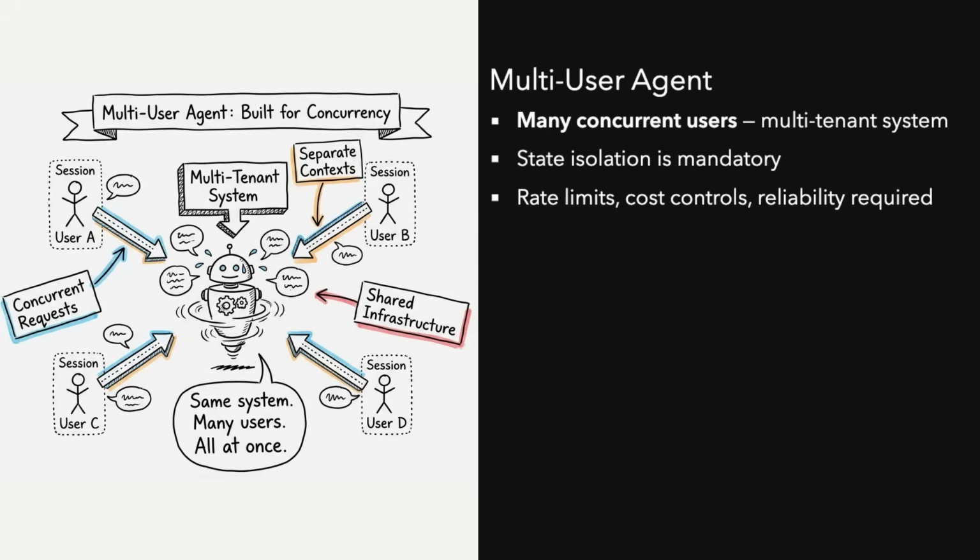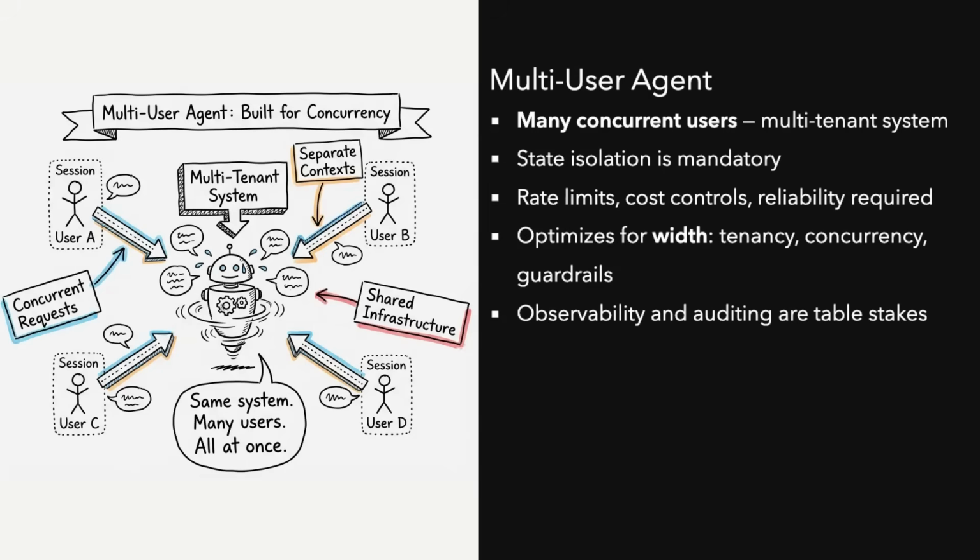You've also got to now start looking at dealing with things like rate limits and cost controls, and even things like load balancing, when you're going to have peak periods with a lot more users than other times where you've only got a small number of users. Whereas the single user agent system optimizes for customization and depth, the multi-user agent system is optimizing much more for width, for concurrency, for guardrails, for protections. And where you might have your own personal agent where you don't really care too much about observing traces and auditing and things like that, observability and auditing are table stakes for multi-user agents.